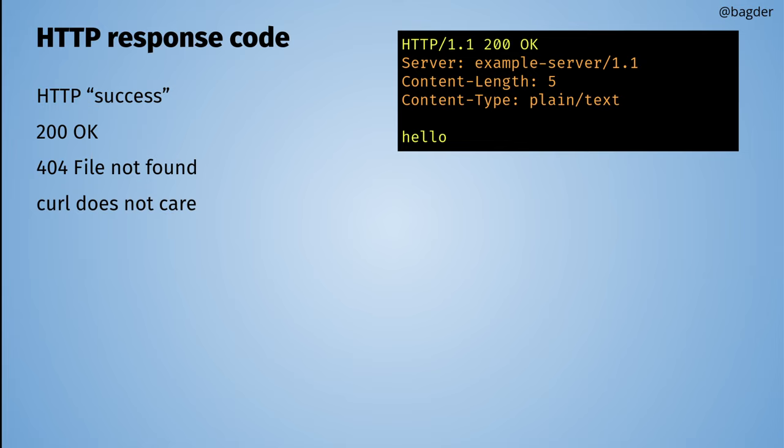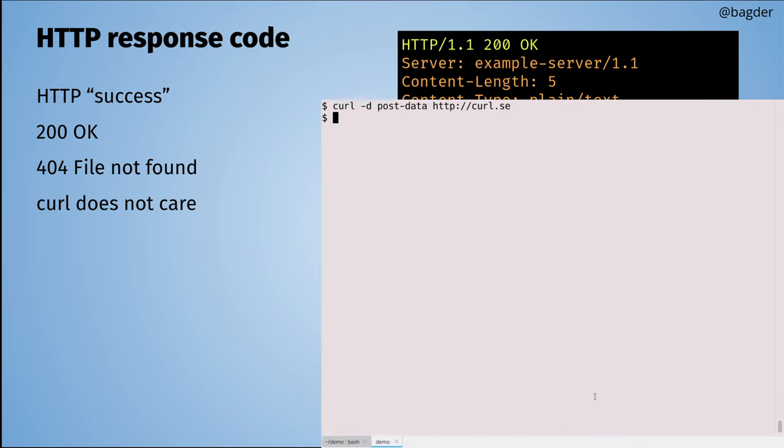Important here is curl normally doesn't care about the HTTP response code. Basically, if you get a 200 OK back, or you get a 404 file not found, it's the same thing for curl. It's actually a successful transfer, and people have a little bit of a hard time to grasp that at times. If you ask for a file that doesn't exist, it's still a fine transfer for curl. And I'll show you, for example, what that means. Here's the curl website.